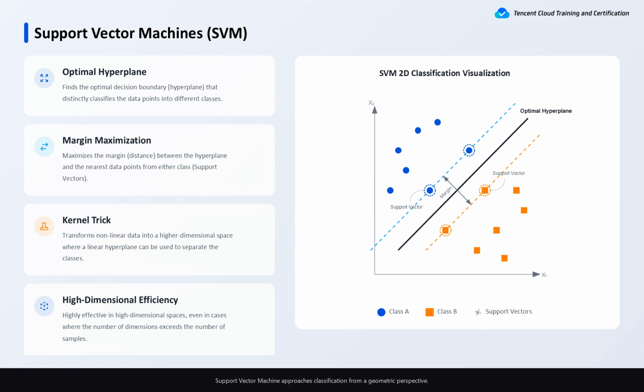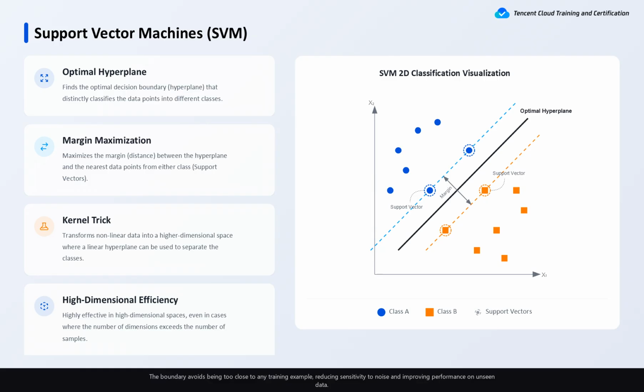Support vector machine approaches classification from a geometric perspective. Rather than simply finding any boundary that separates classes, SVM searches for the maximum margin hyperplane, the decision boundary that maximizes the distance to the nearest data point of each class on both sides. This maximum margin objective is what gives SVM its strong generalization properties.